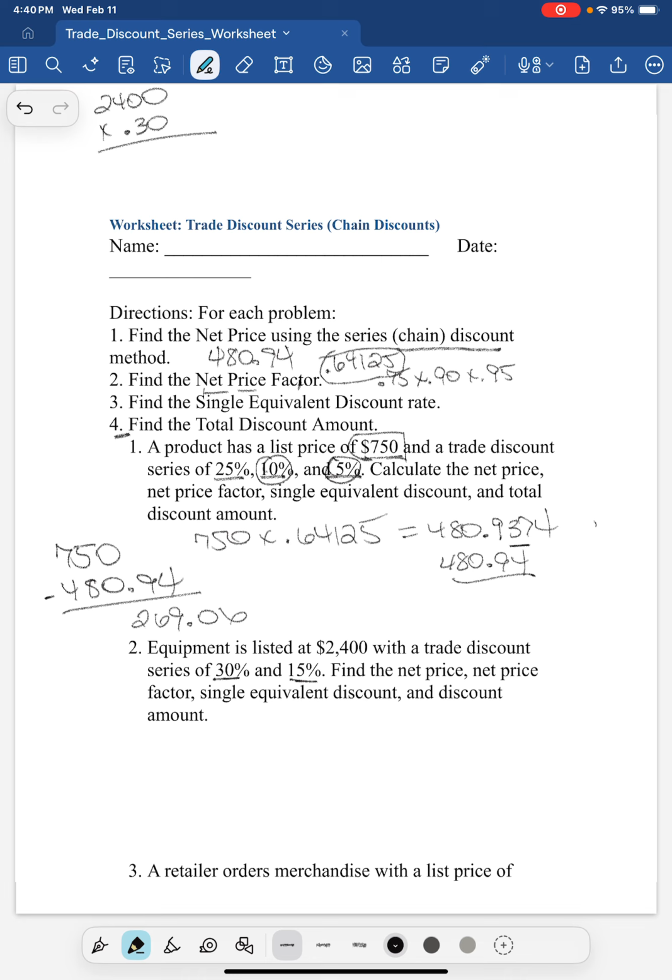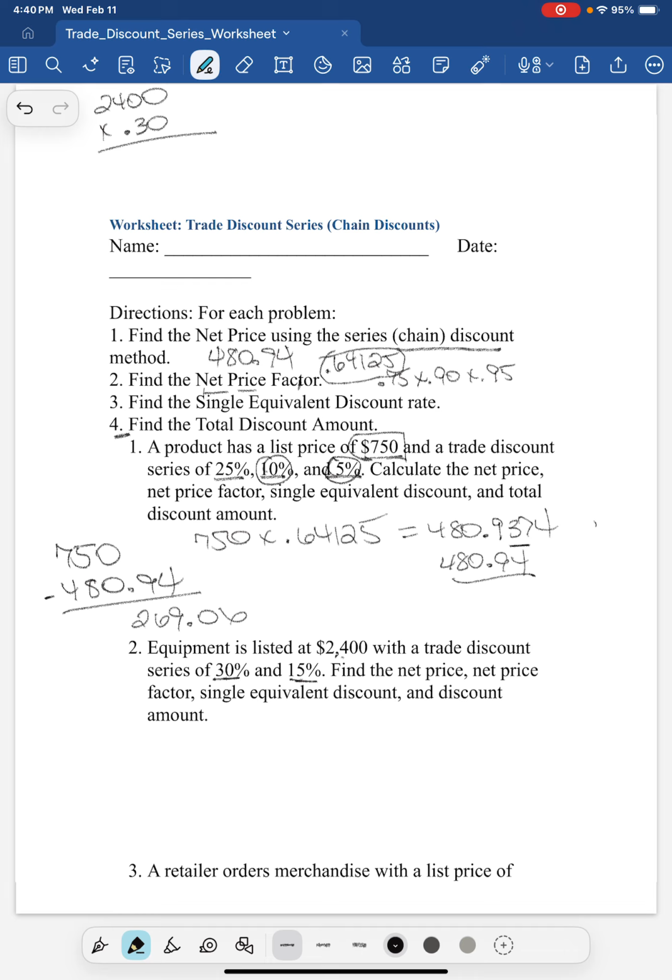I know some of you may be thinking, why don't we just add 30 and 15? And that's because it's 30% off 2,400, and then it's only 15% off of what's left. It's not 45% off of 2,400. I will show you when we get done how that gives us a different number, okay?